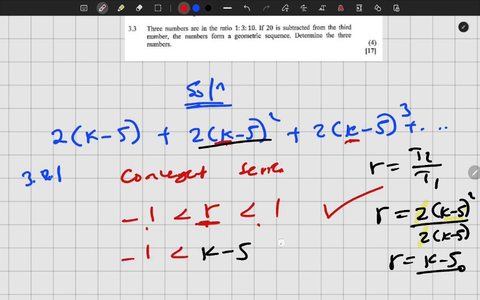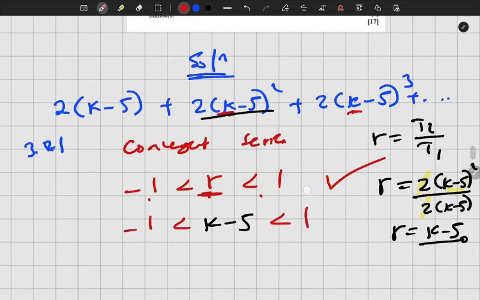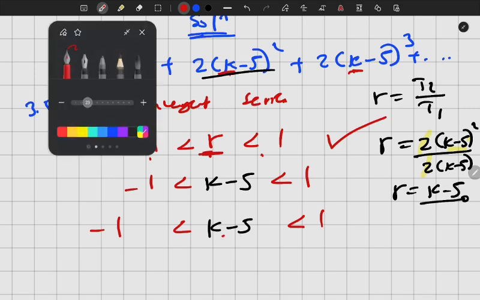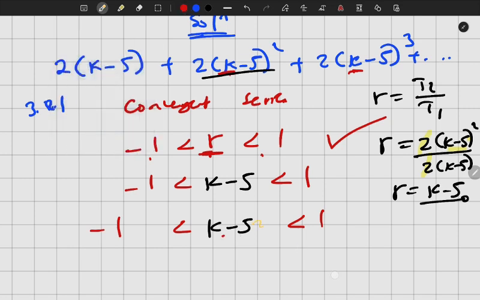What we do now, we take our r, plug it in here, so we have k minus 5. Now we have -1 and 1. We want to solve for k. How do we solve for k in this case? So we have a 1 here, we have a -1. So we're left with the k, so we're going to add 5, right? Because 5 is going to cancel out this -5. So then you say plus 5 because it's an inequality, so you must do everything on all the sides. Then plus 5.